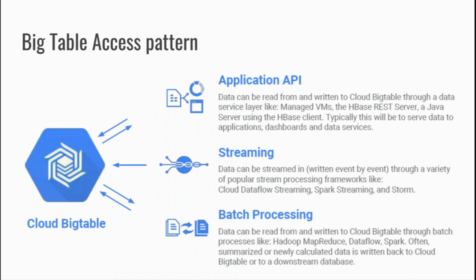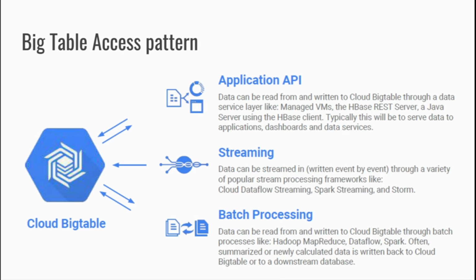Now, if you look at the Bigtable access pattern, this is how it looks. It supports your typical application API. As I said, it is an HBase based system. So if you are comfortable with Apache HBase, you can just use the Apache HBase API to query Cloud Bigtable. You don't have to learn a new language if you already know HBase, and you can directly migrate your HBase data to Cloud Bigtable.